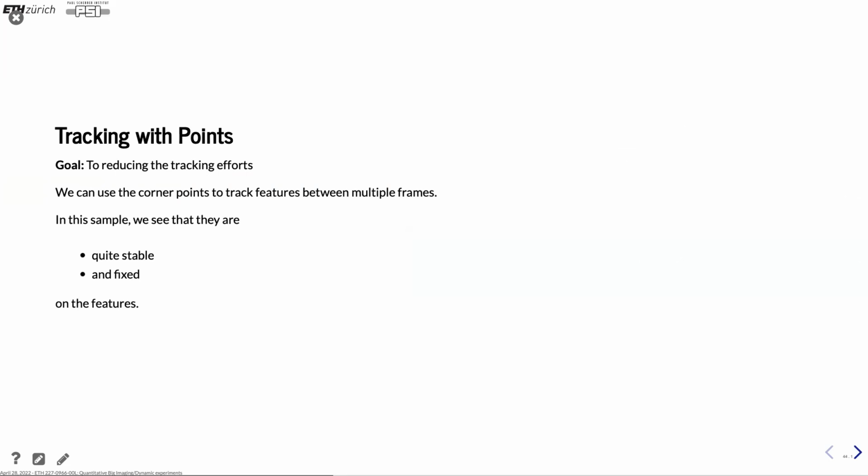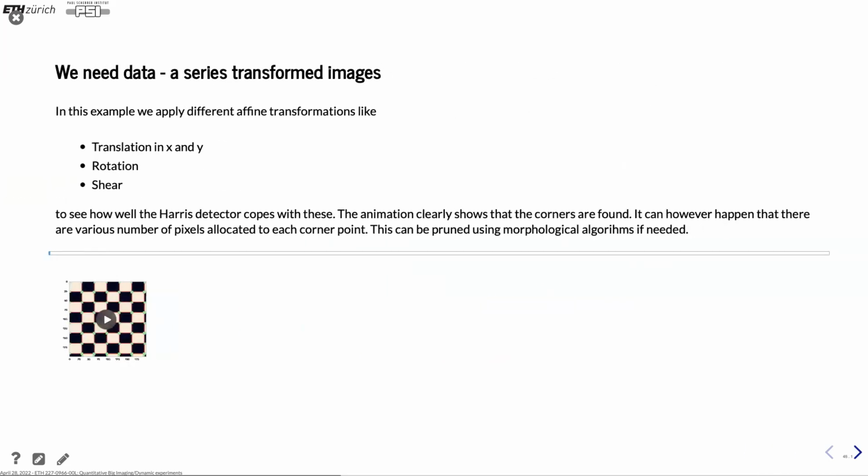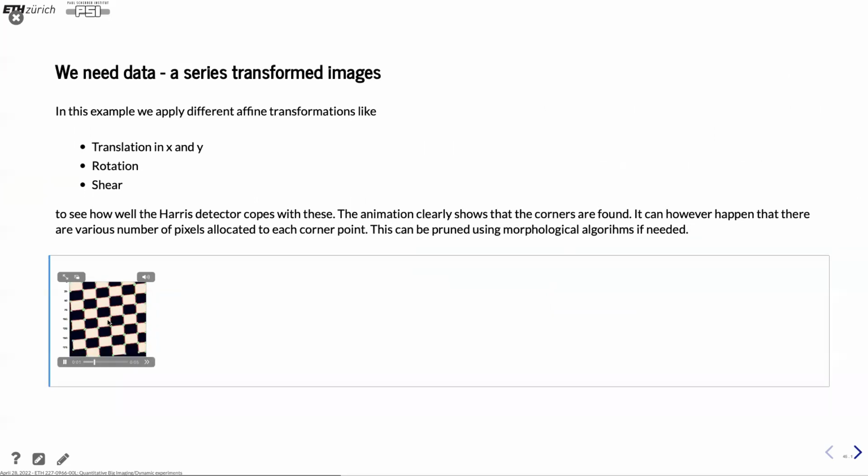But this actually also gives us the opportunity to identify each object quite well. And looking at our chessboard, we can see here that the Harris corners are actually pretty good at following these corners. You can see that the green points are following every intersection between these squares, even though we are translating and rotating and skewing. So that's good.